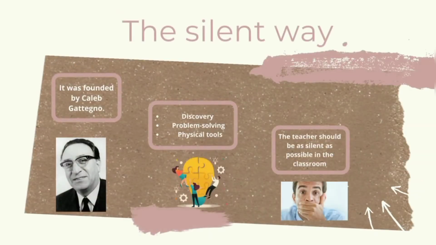The Silent Way. The Silent Way was founded by Caleb Gattegno. It is based on the idea that language learning can be enhanced in three main ways: discovery rather than teaching, problem solving in the target language, and the use of physical tools. The teacher should be as silent as possible in the classroom in order to encourage the learner to produce as much language as possible.